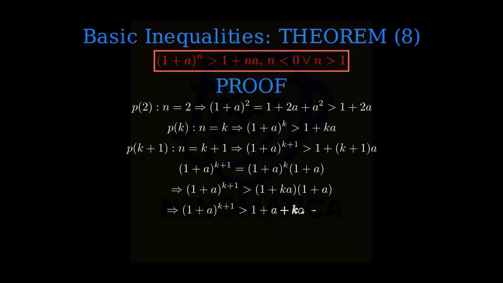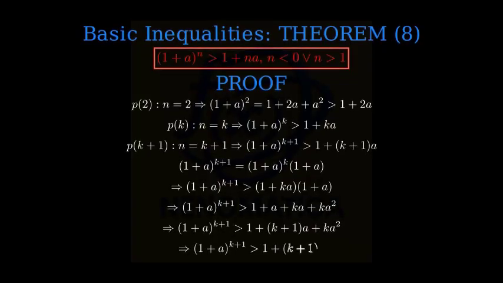1 plus k times a times 1 plus a equals 1 plus a plus k times a squared, which simplifies to 1 plus a plus k times a squared. We can rearrange this to 1 plus k plus 1 times a plus k times a squared. Since k times a squared is positive for a greater than -1 and k positive, we can say that 1 plus k plus 1 times a plus k times a squared is greater than 1 plus k plus 1 times a, which gives us our desired result.